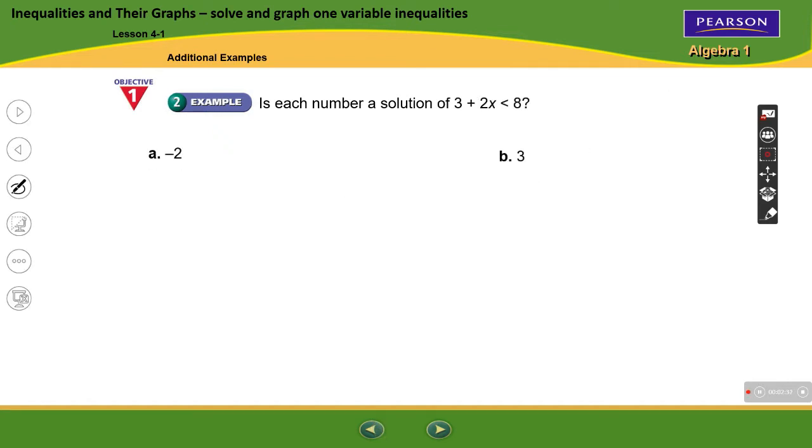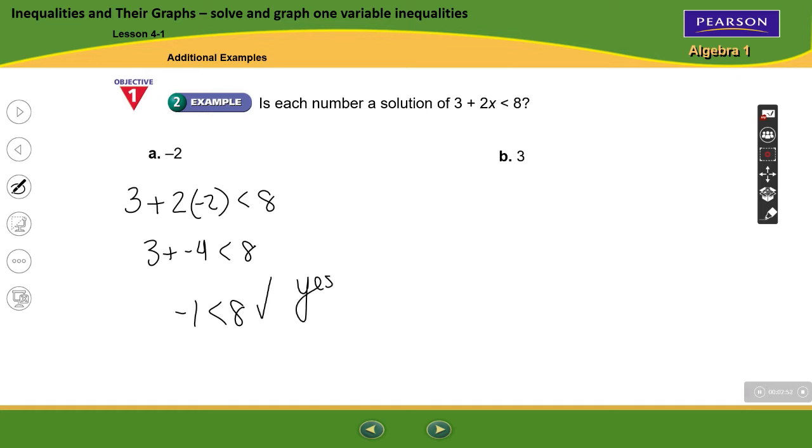So it says in this one, is each number a solution of 3 plus 2x is less than 8? So it's the same idea. 3 plus 2, instead of x, we're going to put the number they gave us, and we're going to see, is this less than 8? So 3 plus -4, is that less than 8? And that's going to be -1, which is less than 8, so the answer is yes.